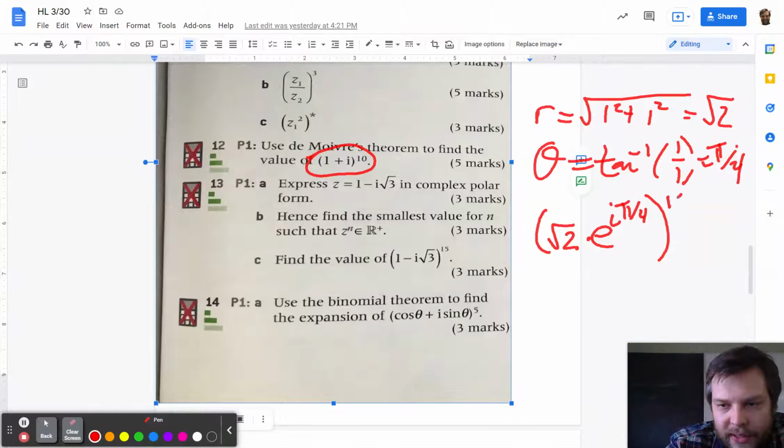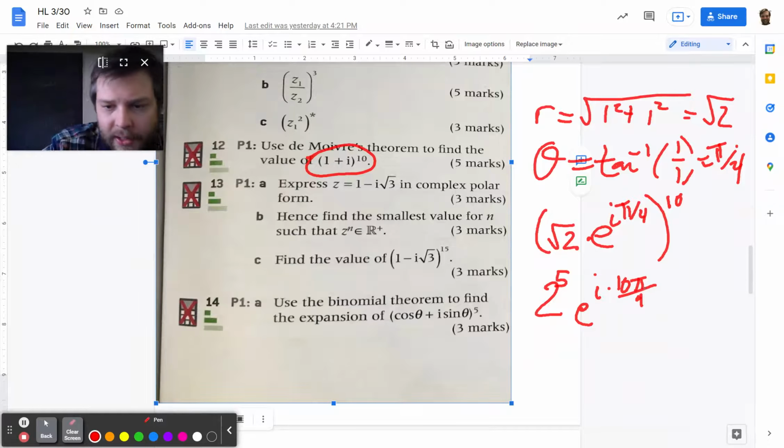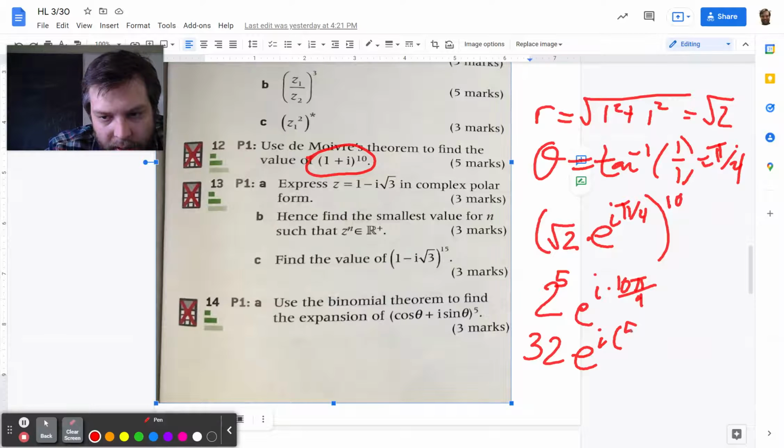And then I'm going to raise this to the 10th power. So if you raise the square root of 2 to the 10th power, every 2 of those will cancel out, leaving you with 5 copies of 2. So you have 2 to the 5th. And when you raise a power to a power, it's just multiplication. And so you have e to the i times 10 pi over 4, which you can reduce down to 5 pi over 2. 2 to the 5th is also a nice number, it just comes out to be 32. So you have 32 e to the i times 5 pi over 2.